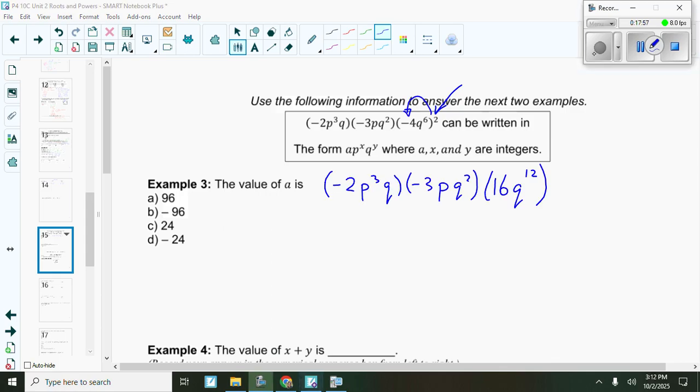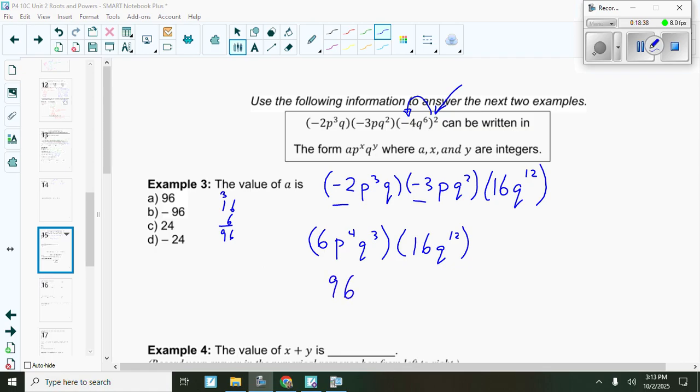Okay, so if we do a little bit at a time, we have negative 2 times negative 3 gives us 6. We're multiplying the p's, so we add the exponents. 3 plus 1 gives us 4. Now we're doing the q's. 1 plus 2 gives us 3. Those are the first two, and then we still have this 16q to the exponent 12. So 6 times 16 is 96.